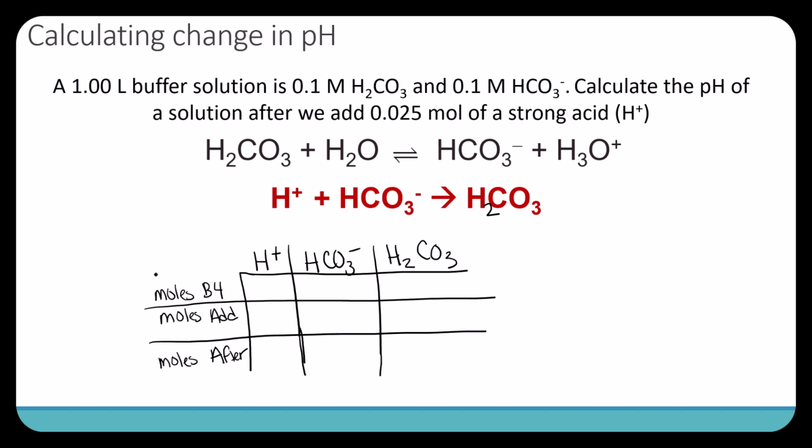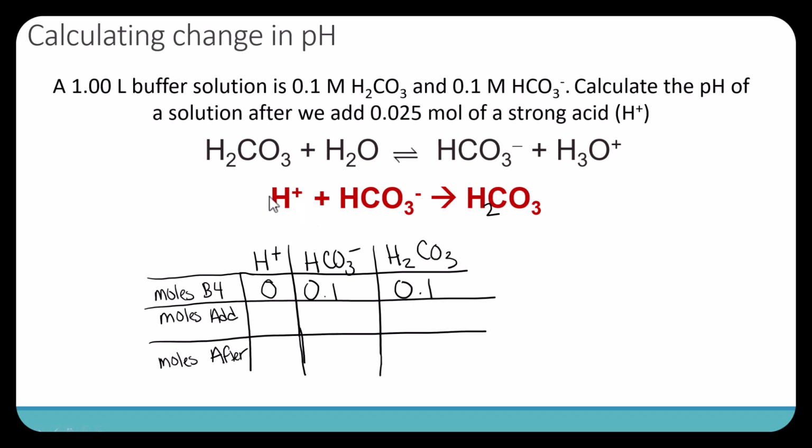So moles before. Before we added the acid, did we have any acid? No, we haven't added it yet. But we did have some of the weak acid and conjugate base. So how much of the HCO3 did we have? Well, it tells us right here in our problem, we had 0.1 molar. And how much of this H2CO3 did we have? We had 0.1 molar as well.